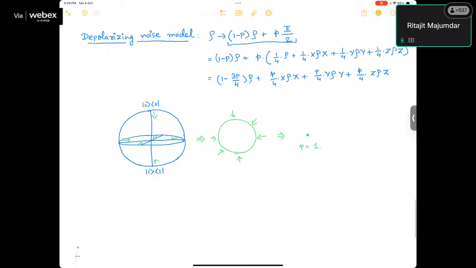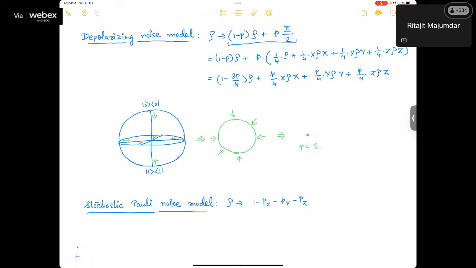There is something called a stochastic Pauli noise model. The stochastic Pauli noise model says that it's exactly the same thing, but the coefficients need not be the same. So it is (1 minus px minus py minus pz) rho plus px X rho X plus py Y rho Y plus pz Z rho Z. And px, py, pz need not be equal. If they are not equal, it's called a stochastic Pauli noise model. If they are equal, it's called a depolarizing noise model.